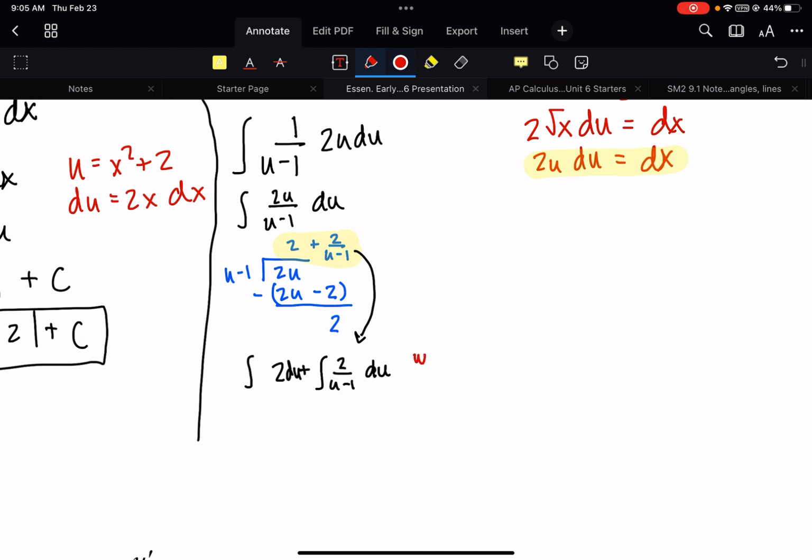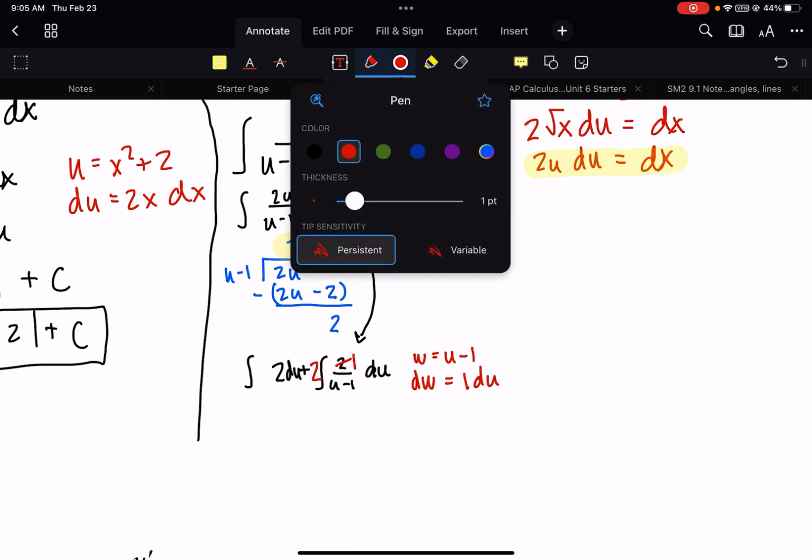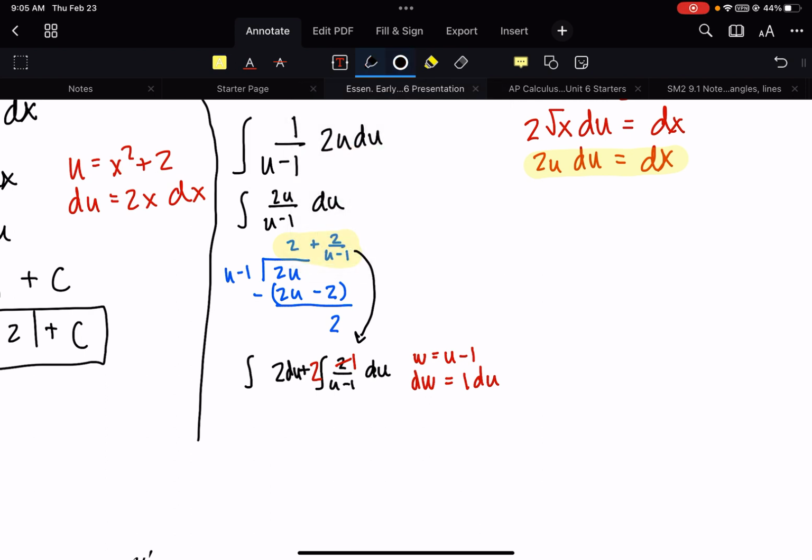So we'll say w equals u minus 1, which means that dw is equal to 1 du. So I'm just going to bring this 2 out front so I can really easily see that 1 du showing up inside. So then I end up with 2 du plus 2 times the integral of 1 over w dw. And now I can integrate. So I have 2u plus 2 natural log of the absolute value of w plus c.